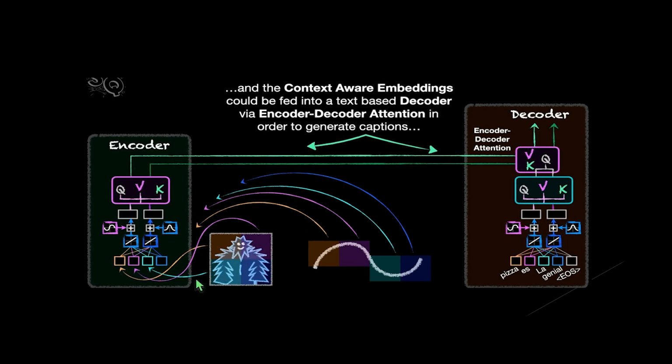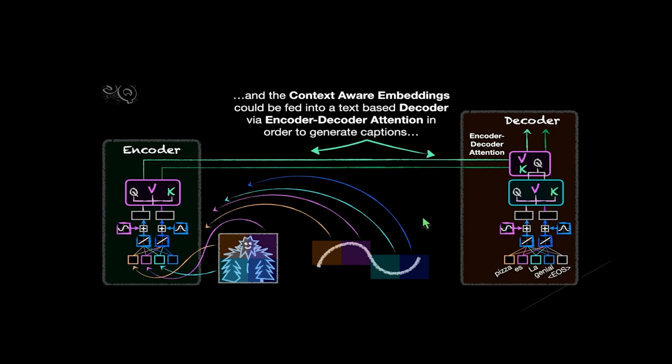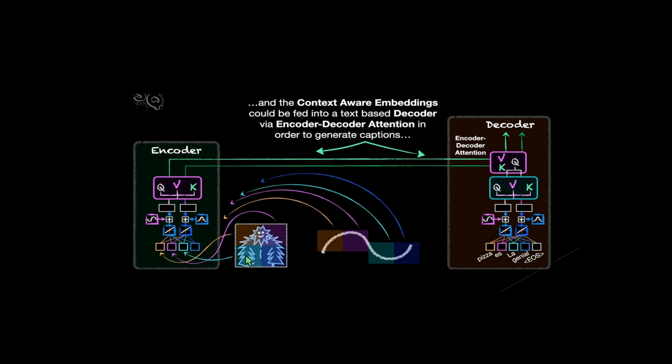The encoder handles the understanding and representation of the input, while the decoder is responsible for generating meaningful output based on that information. This setup is what makes multimodal models powerful. The encoder extracts patterns and context from images or sounds, transforming them into embeddings. The decoder then uses this contextual information to produce captions, translations, or other forms of output.